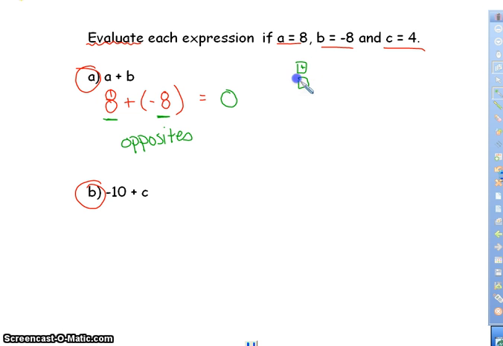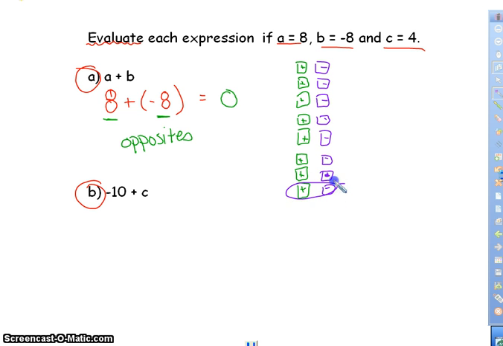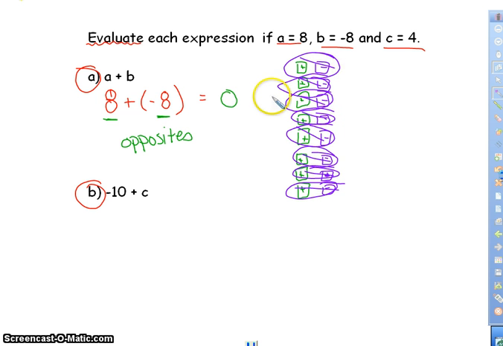If I have all of these positive 8s here, and I am going to cancel them out with these negative 8s, what's going to happen is that everyone has a partner that's going to cancel. So boom, gone, gone, gone. Is there going to be anything left? No, and that is why when I add opposites, the answer is 0.